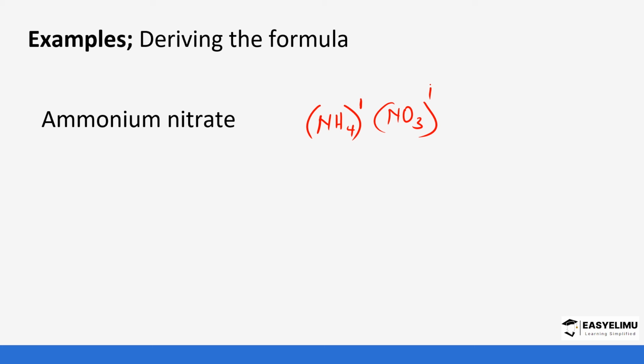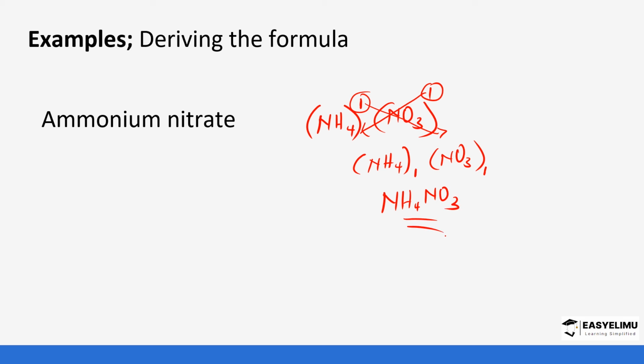Then after that, I crisscross the valencies. When I crisscross the valencies, I still want to retain the brackets until the end. So the 1 from ammonium comes here, and then for nitrate, this 1 becomes here. We said whenever you have 1 outside the bracket, you have no reason to put the bracket on. So you open the bracket, and it becomes ammonium nitrate. So this is how it's written.